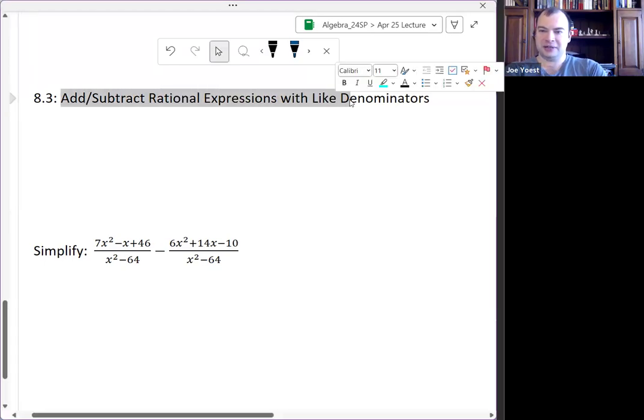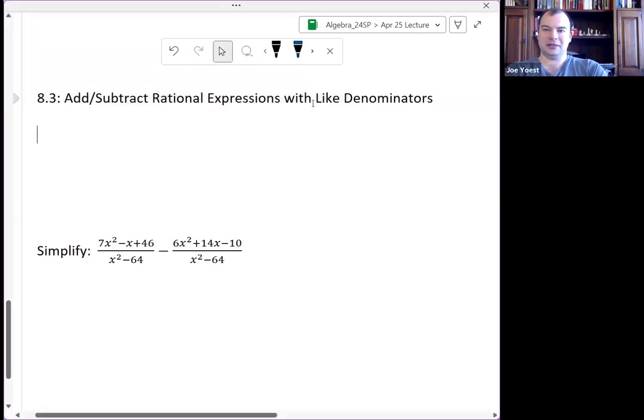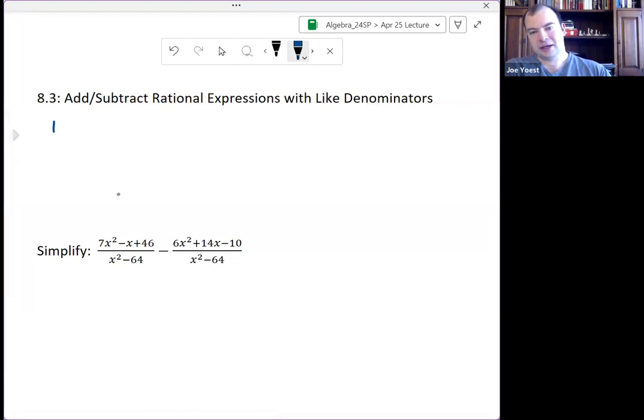Okay, so adding and subtracting rational expressions with like denominators. Again, we have 2 rational expressions here with the same denominator. We want to add or subtract them. How does this work? Well, let's again think back to something like 1/4 plus 5/4. In a sense, numerical fractions are the simplest rational expressions.